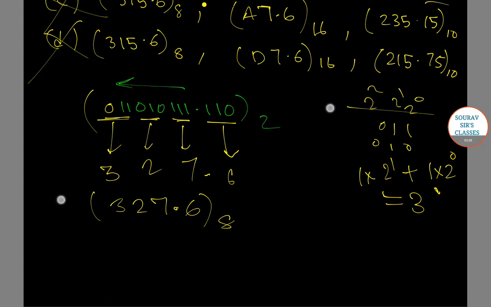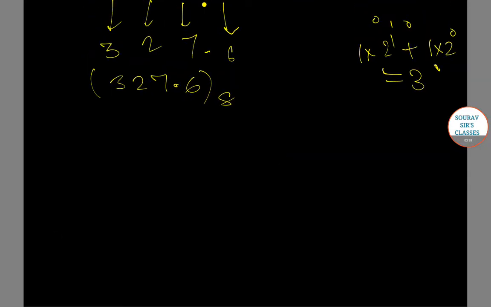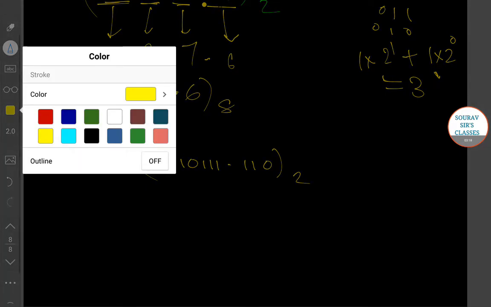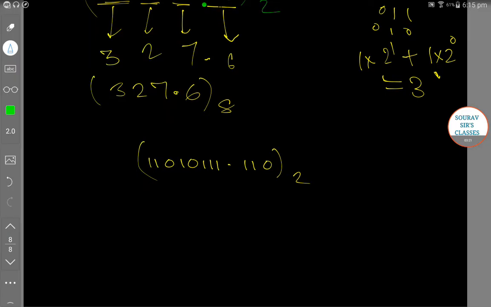So this is the number again. I am writing the number again: 1101011.110 in base 2. In order to convert it to base 16, because we now need to convert it to hexadecimal, we will take groups of 4 here. This is the first group of 4, this is the second group of 4, and then after the decimal point we have 3 digits. In order to make it a group of 4, we will add a 0 after it.